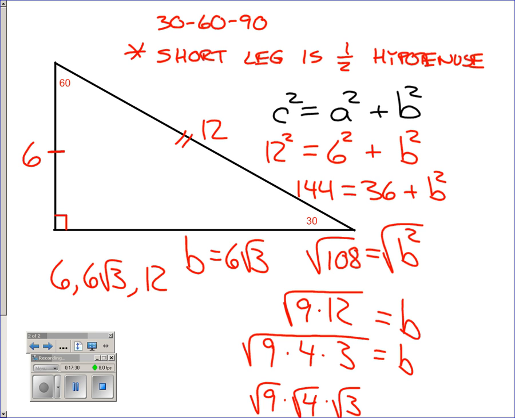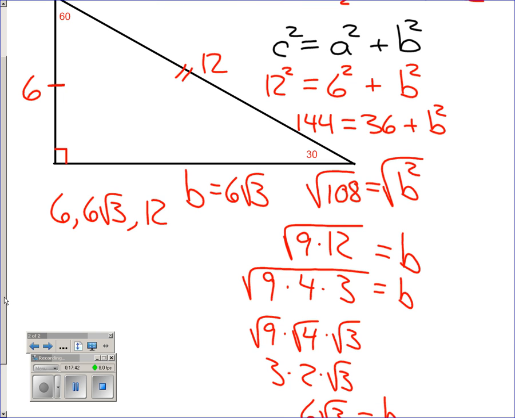12. Now, instead of going through several examples like we did for the 45, 45, 90, this also has its own pattern. And the pattern is this. You take the short leg, whatever it is, you multiply it by the square root of 3 to get the longer leg. You multiply the short leg by 2 to get the hypotenuse.